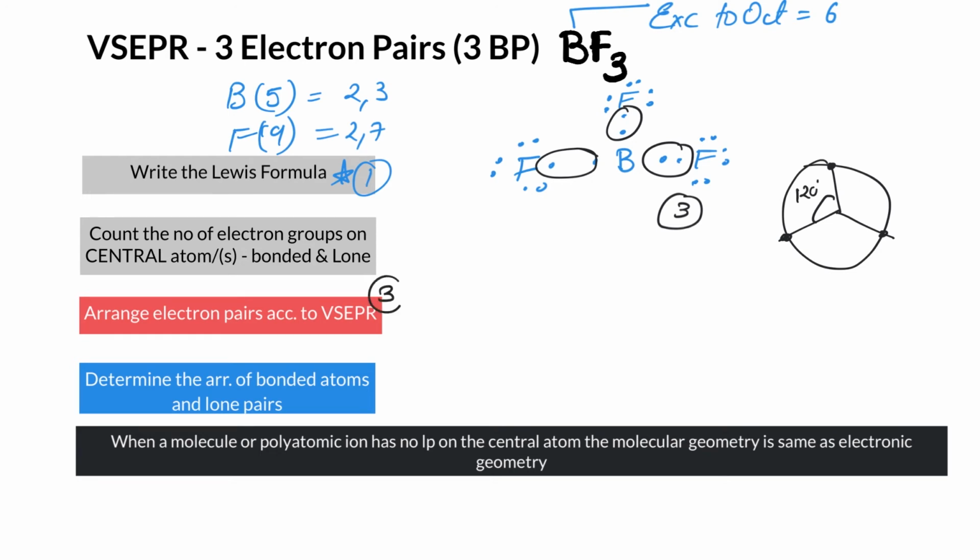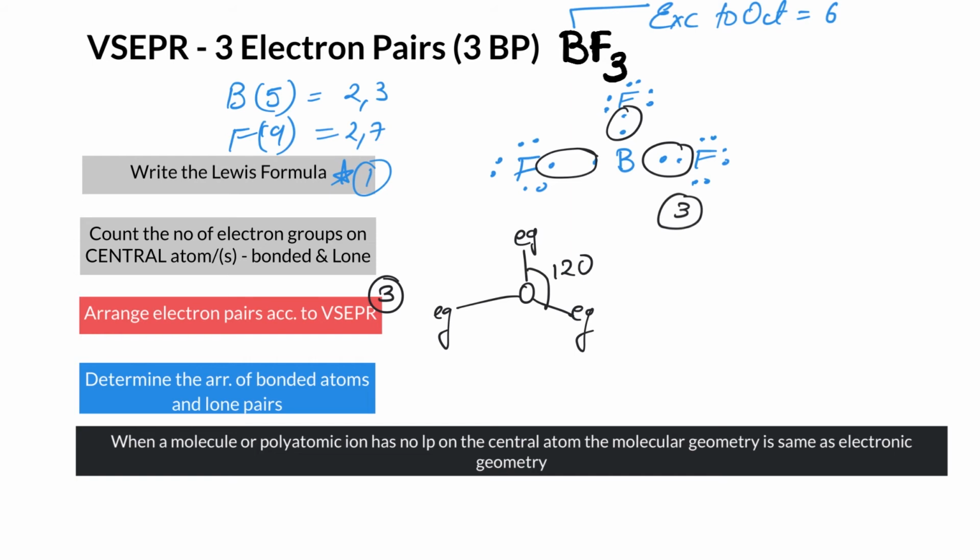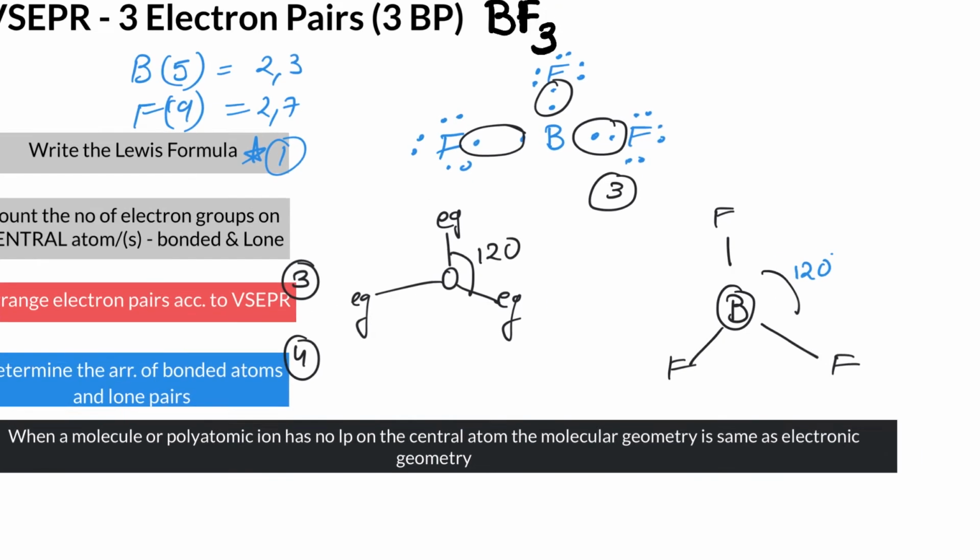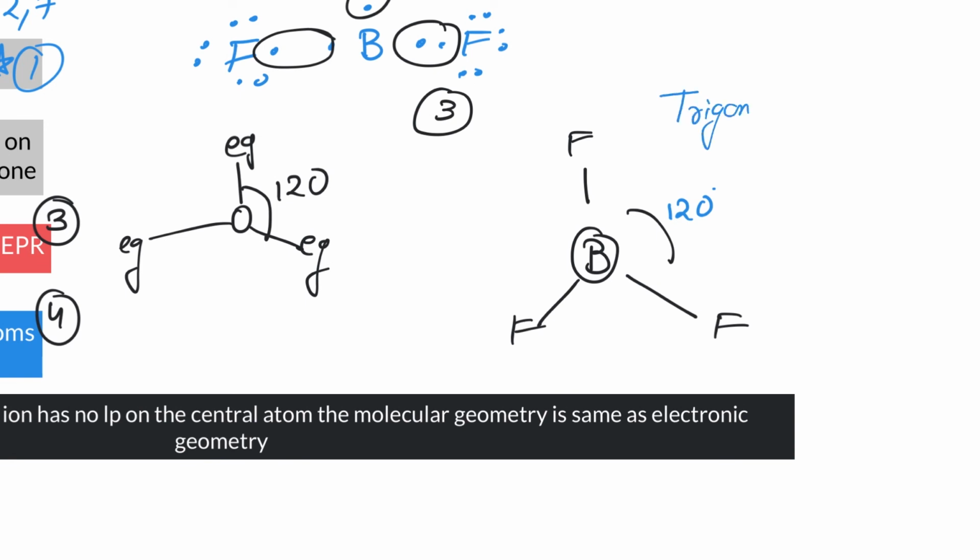So the third step was to arrange the electron pairs. Now, how would you arrange the electron pairs here? So electron group, center, electron group, and center and electron group. And the angle between them should be 120 degrees. So that is our electronic geometry. The fourth step is to determine the arrangement of bonded atoms and lone pairs. Here we have no lone pairs, so you can simply write boron in the center and the three atoms around it, that is fluorine, fluorine and fluorine, at 120 degrees, and we call this trigonal planar because they're all essentially in the same plane.